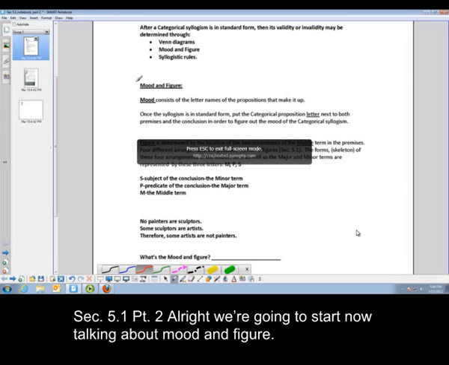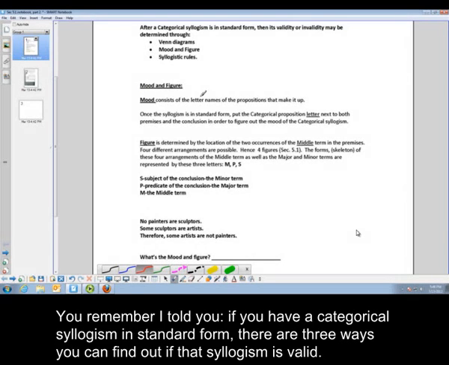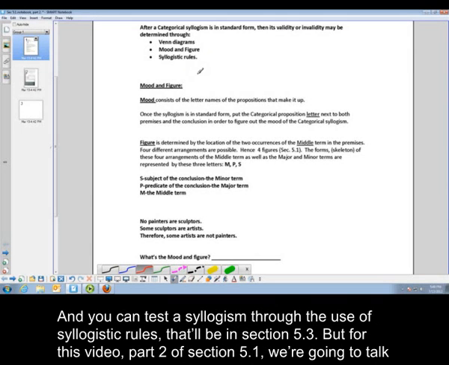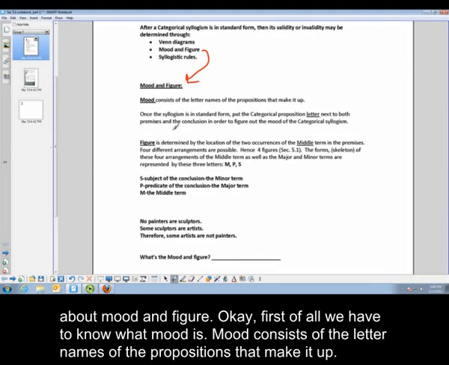All right, we're going to start now talking about mood and figure. Remember, I told you if you have a categorical syllogism in standard form, there are three ways you can find out if that syllogism is valid. We can do Venn diagrams, which I'm going to do in a later video. We can check mood and figure lists. That's the test I'm going to talk about today. And you can test a syllogism through the use of syllogistic rules. That'll be in section 5.3. But for this video, part 2 of section 5.1, we're going to talk about mood and figure.